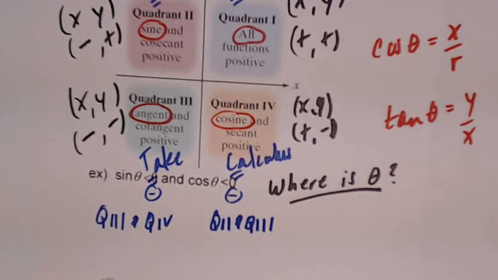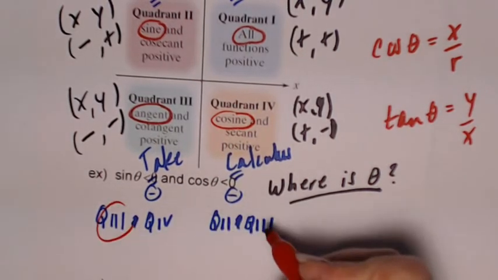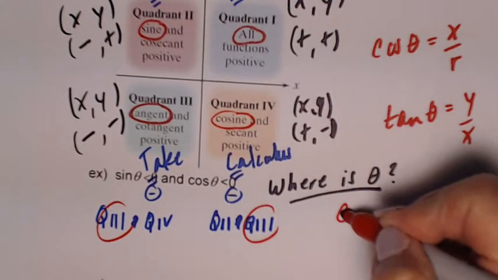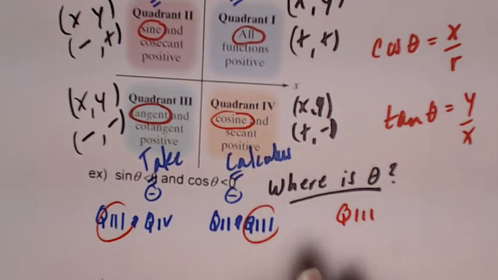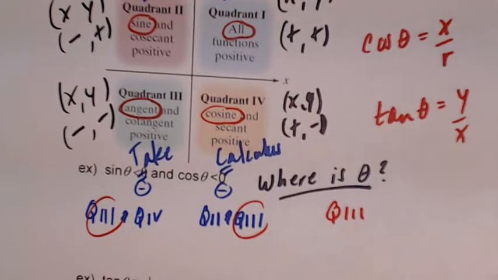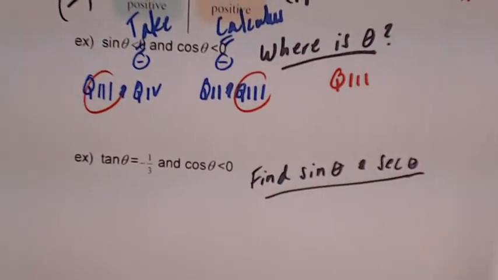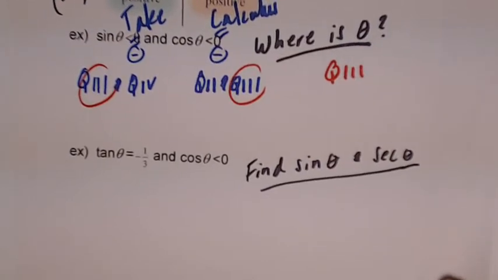So when we look here, we can see Q3, Q4, Q2, Q3. So the quadrant in common here is Q3. So our theta is in Q3. We're not solving for anything else here. We're just finding out where theta is, what quadrant it is in.